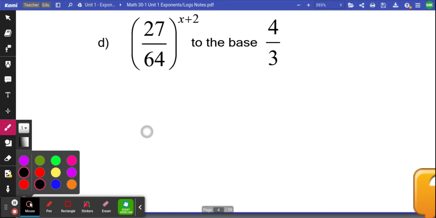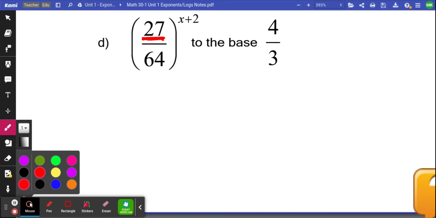27 over 64, we want to change it into base 4 and base 3. Okay, again, let's just focus on what we can turn these into for now, and then we'll focus on actually getting it to where it's asked. So if I look at 27, 4 to the power of something is never going to be 27. Right? 4 to the power of 2 is 16. 4 to the power of 3 is 64. Anything bigger than that's a bigger number.